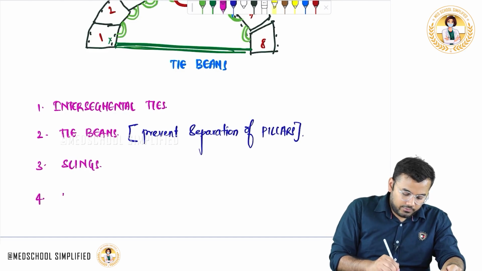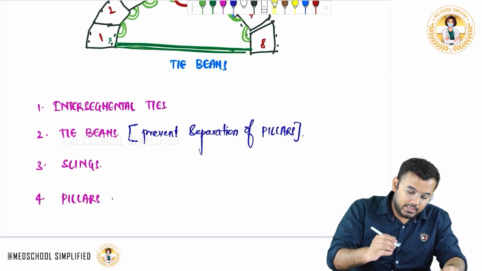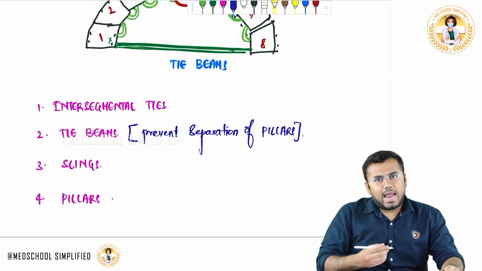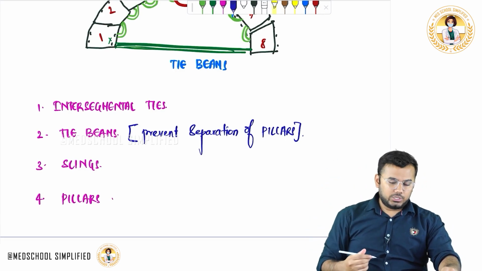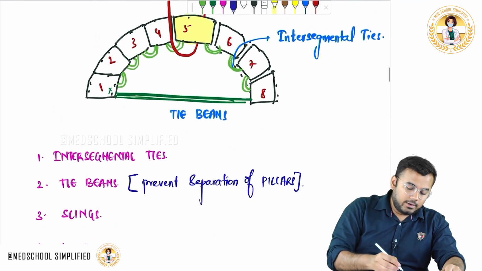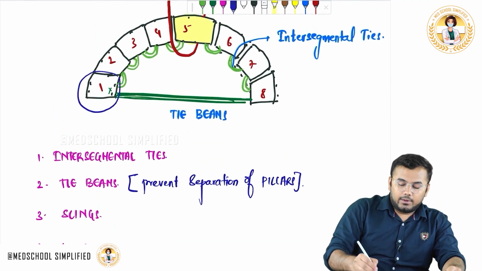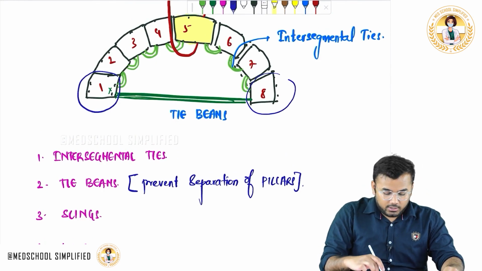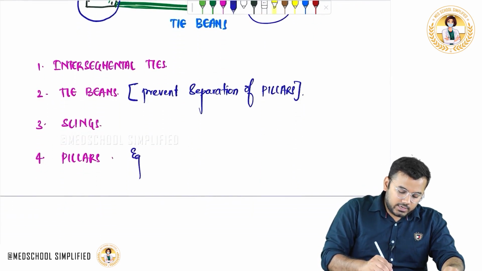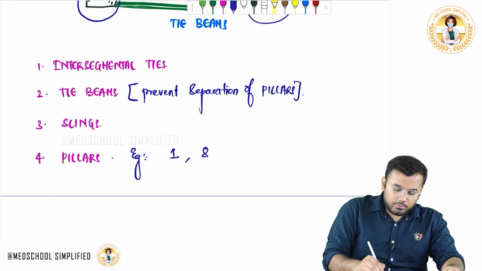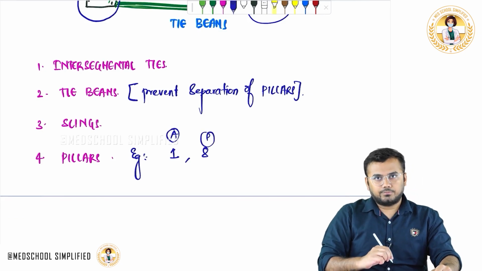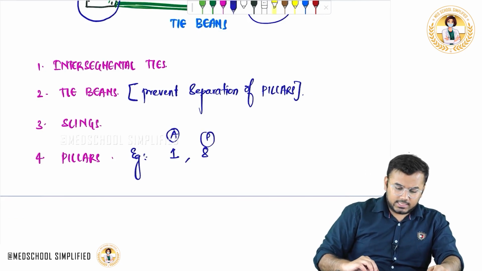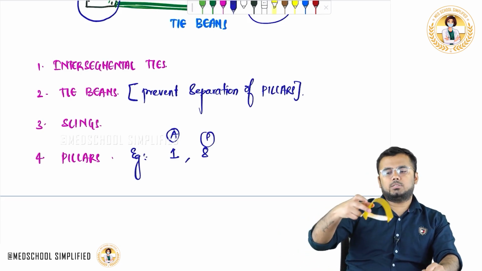Okay. Next, the third important thing we have got is slings. And the fourth important thing we have got is pillars, as I told you. How many pillars do we have? We have got 2 pillars. When I say 2 pillars, anterior pillar and posterior pillar, what is in front is anterior, and what is back is called posterior. So here, what is the anterior and posterior pillar? I'll say that bone number 1 is the anterior pillar, bone number 8 is the posterior pillar. Okay. So pillars, just for an example, bone number 1 and bone number 8. Clear?